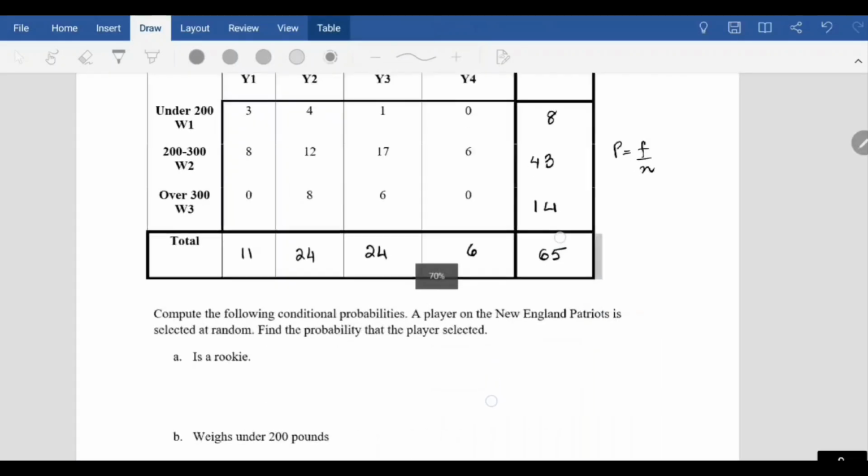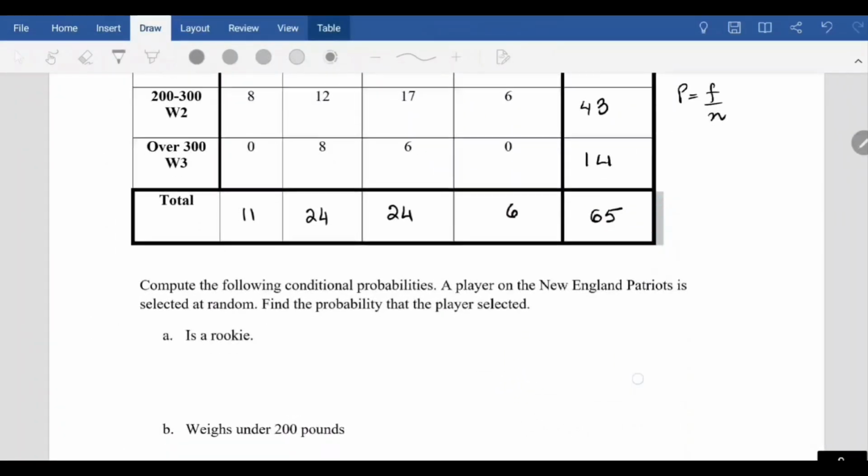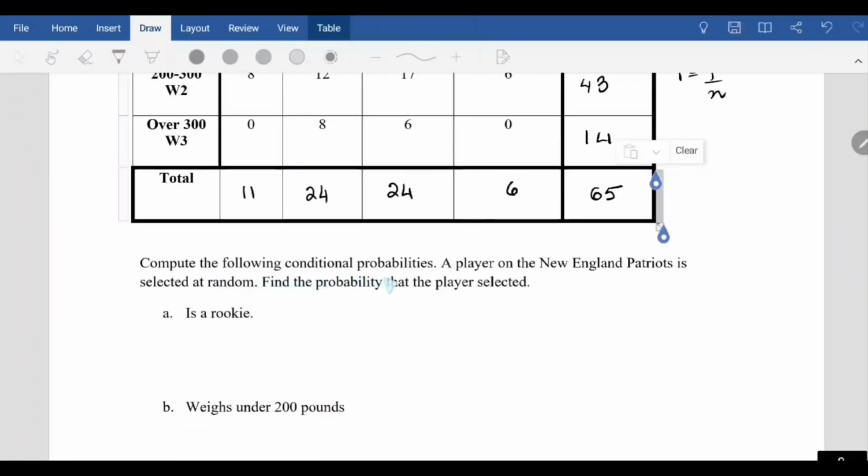Okay, so let's go on to the questions. It says compute the following conditional probabilities. A player on the New England Patriots is selected at random. Find the probability that the player selected is a rookie. Now, a rookie is a pretty straightforward probability calculation. It's not a joint probability, as you can tell, because it's just asking about one variable, which is the years of experience. So let's try to find that probability.